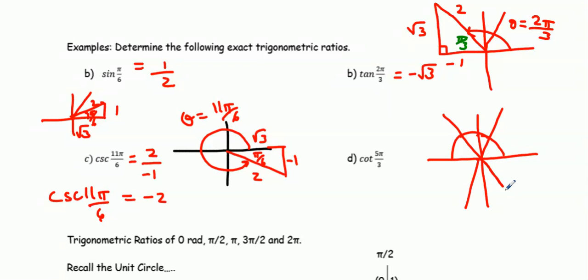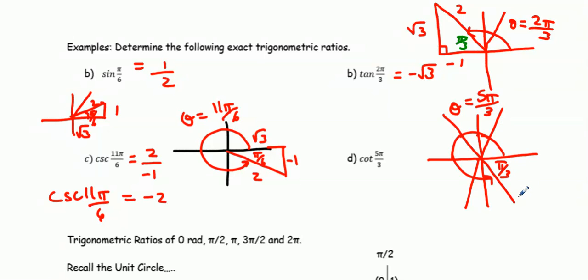4, 5 pi by 3s. I'm getting all the way to the 4th quadrant. What do I have left before I hit 2 pi? I've got 1 pi by 3 left, right? Because 1 pi by 3 plus 5 pi by 3 gives me 6 pi by 3. So this is theta equals 5 pi by 3.